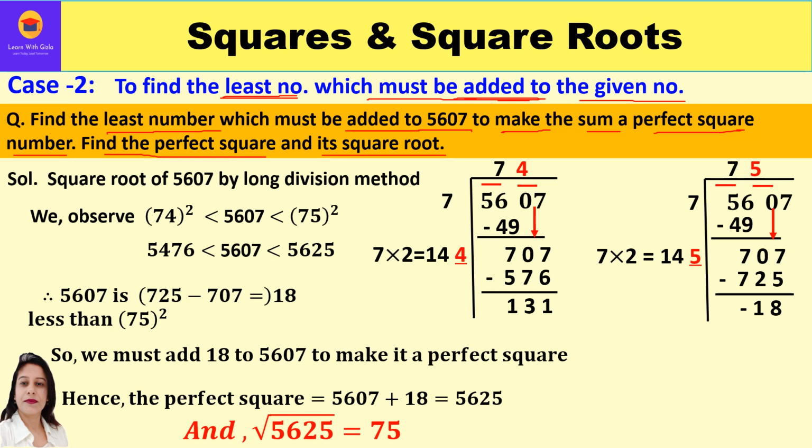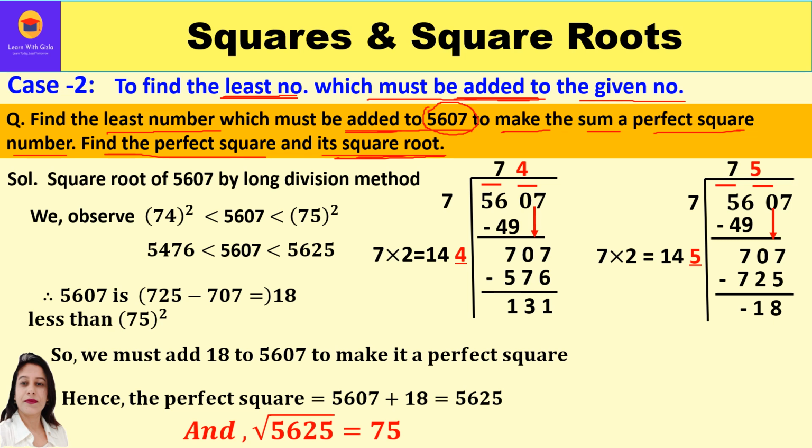So as you can see, I've taken the same number 5607 which I have taken in case 1. In case 1, they had asked us to find what should be subtracted from this number to make it a perfect square number. Whereas in case 2, they are telling us to find the least number which should be added to this number so that the sum becomes a perfect square. And after getting the perfect square, we also have to find the square root of the number so obtained.